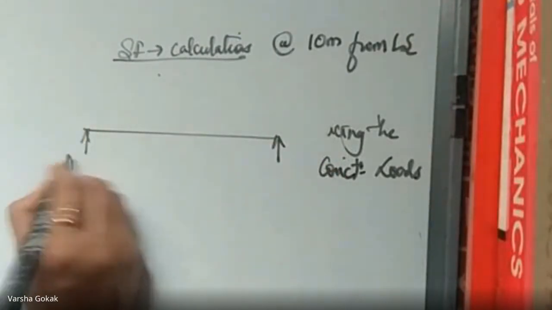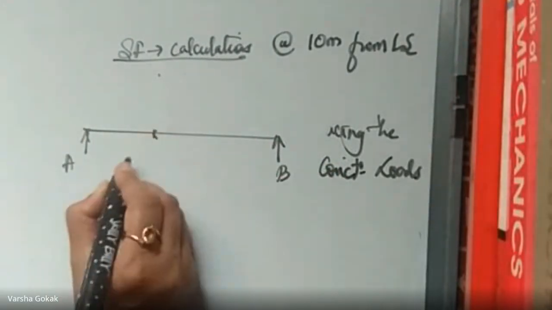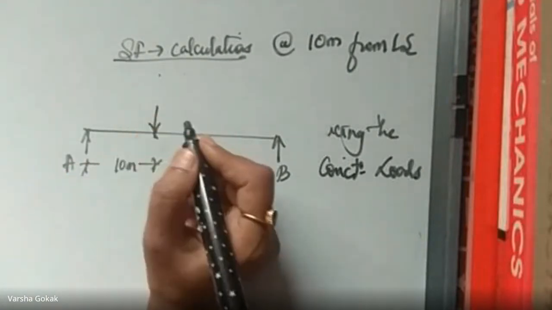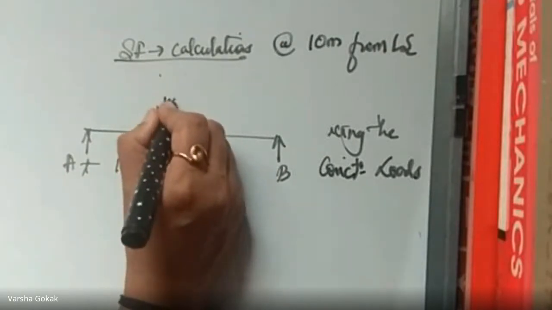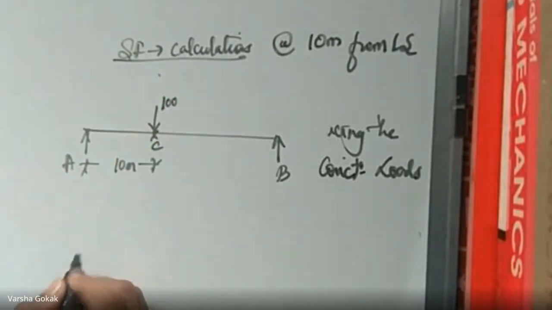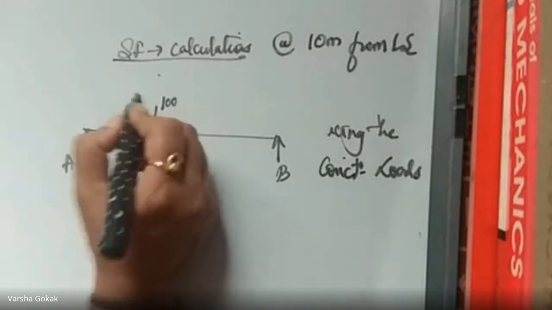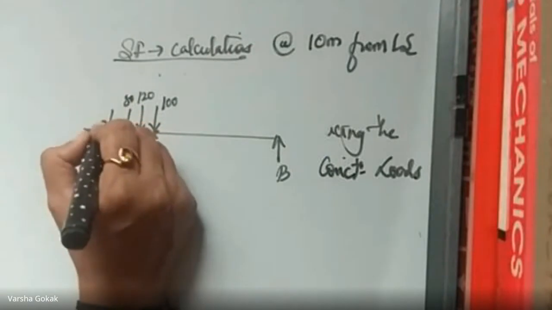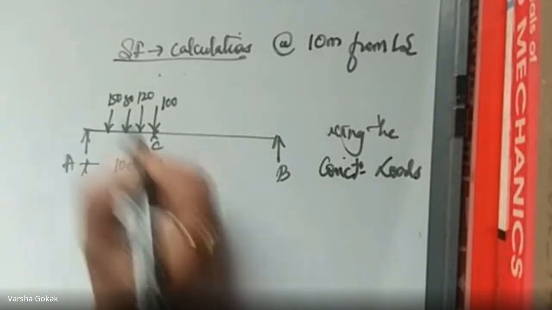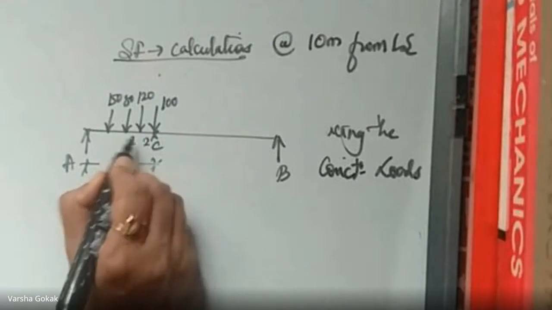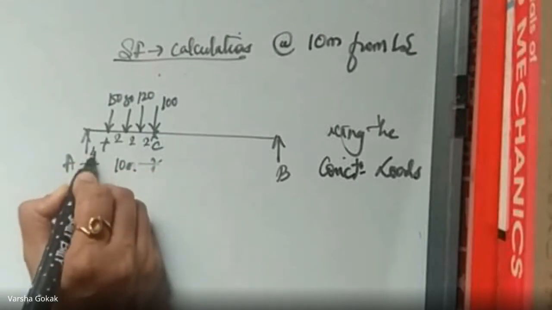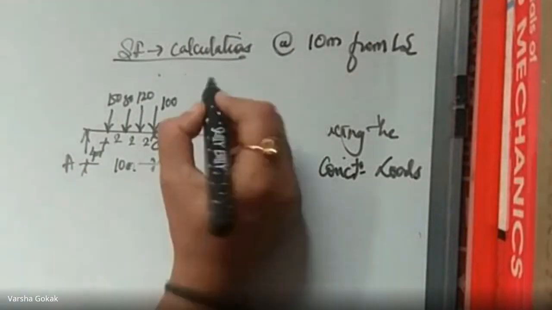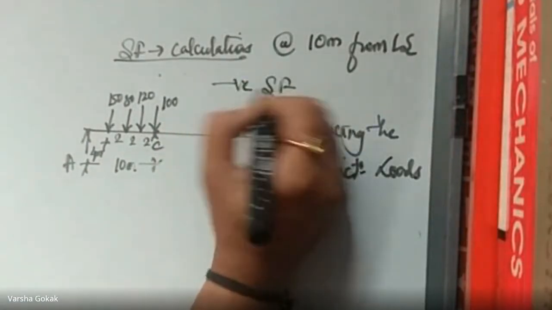This is your point A. This is your point B. This is the point C, which is at 10 meters. The first load, that is 100, will be placed at point C. After 2 meters, you have a point load of 120. After 2 meters, you have a point load of 80. And after 2 meters, you have a point load of 150. So 10, this is 2, 2, 2, 6. Remaining is 4 meters. So this is the placing when I'm talking of negative shear force.